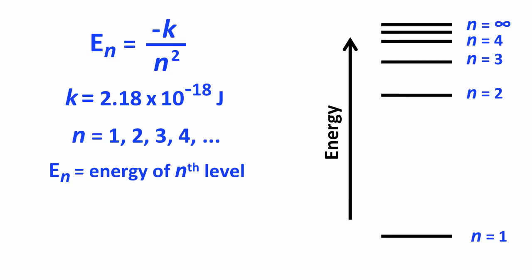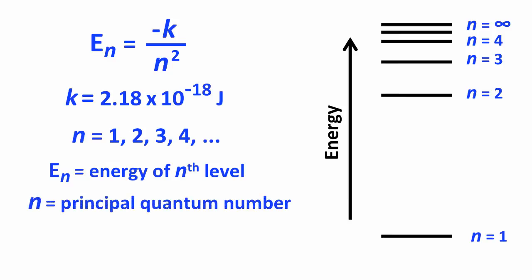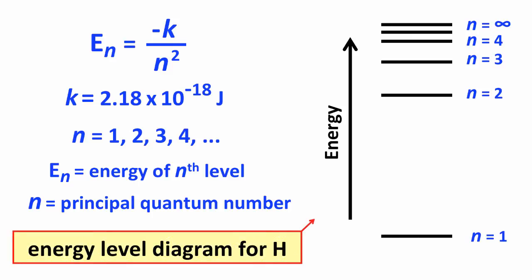And E sub n is the energy of a given level. So E sub 1 is the energy of the first level, E sub 2 is the energy of the second level, and so on. And n is known as the principal quantum number, or the main quantum number, for a given element, and here we're dealing specifically with hydrogen. So this is a not-to-scale energy level diagram for hydrogen.